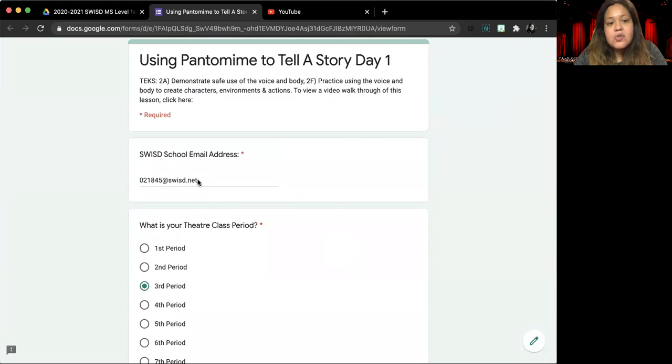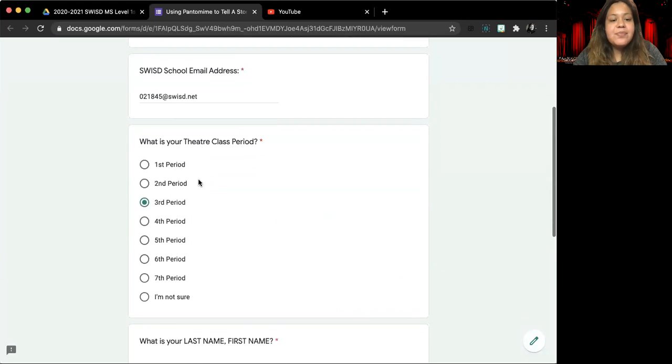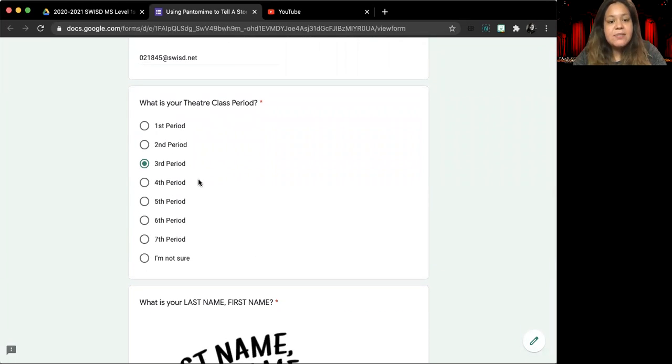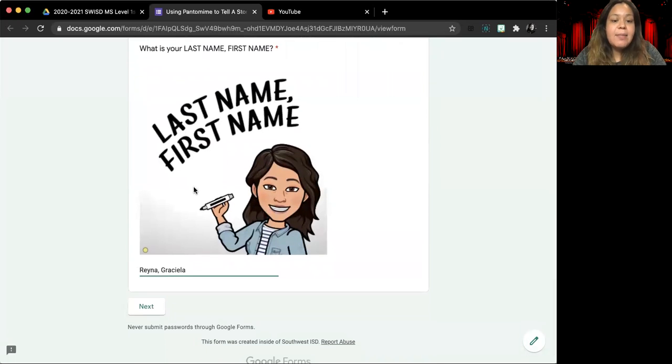Remember, that's your school email address, which is your ID number at southwestisd.net, your theater class period, and your last name, comma, first name. Please write your name in this format as it is really helpful to me when I am trying to grade you and it helps me to organize better. So please do last name, comma, first name.